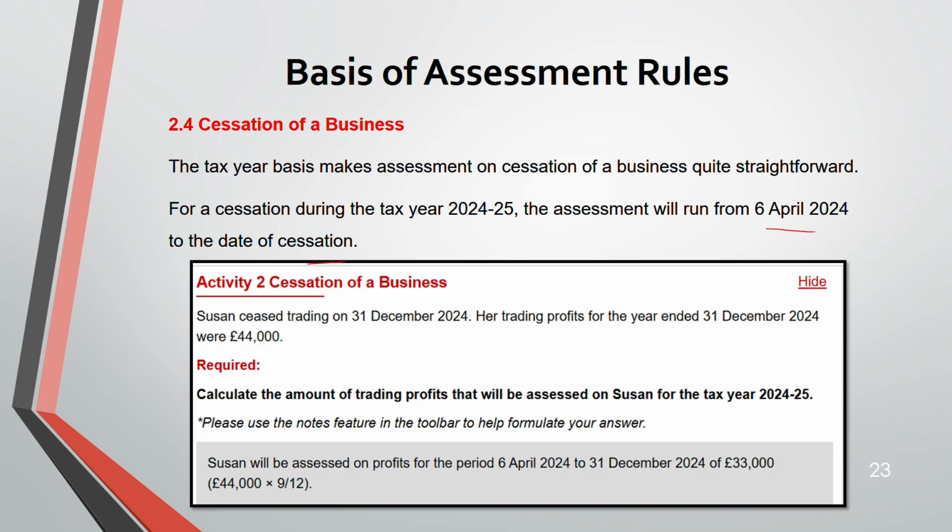Okay, let's go through activity 2. You have ceased trading on 31st December 24. Trading profit has been given as 44,000. Calculate the amount of trading profit that will be assessed. So you have to take from 6th April to December. How many months? 9 months. So out of 12, 9 months you have to take of 44,000, which is 33,000.